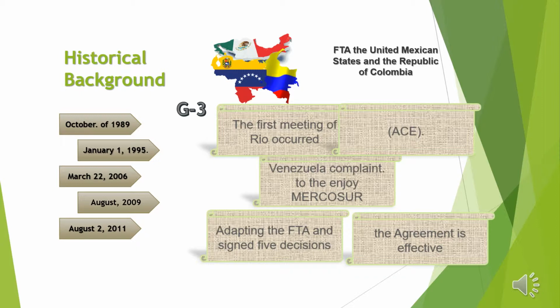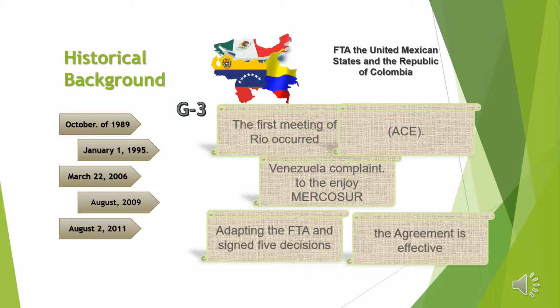Historical background: in October of 1989, the first meeting of the Rio Group occurred. Mexico, Colombia, and Venezuela agreed to accelerate the economic integration and harmonization of their macroeconomic policies. In 1990, the creation of the Free Trade Zone by the three countries was defined. On June 13, 1994, the Free Trade Agreement of the G3, composed of Venezuela, Colombia, and Mexico, was signed and entered into force.